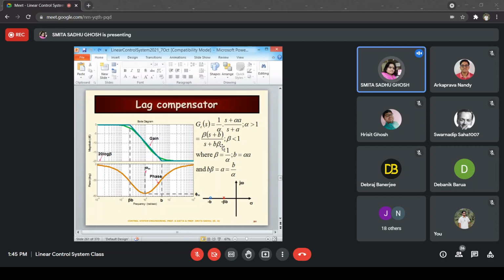The contribution of phase is going to be positive. Here, since it is a lag compensator and you have this beta b in the denominator, where beta is lesser than 1, essentially the contribution to the phase will be negative, like this, right? So basically this will be the nature of the Bode plot.